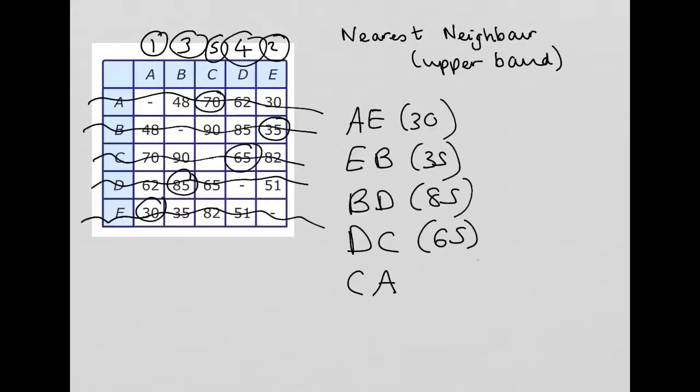So C to A is 70, and then I could add all of that up, but my tour would be A to E to B to D to C to A, and that is then an upper bound for the travelling salesperson problem.